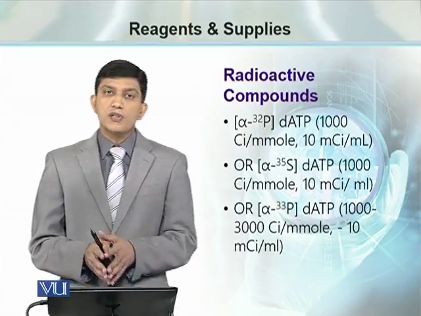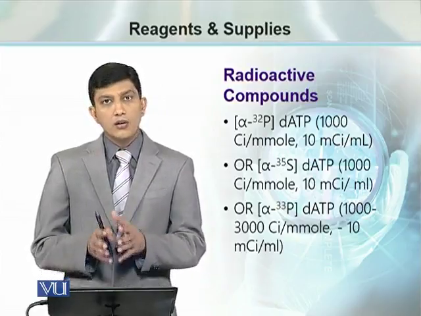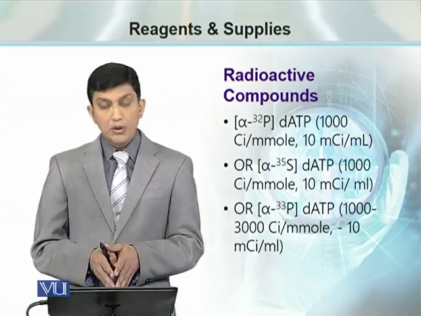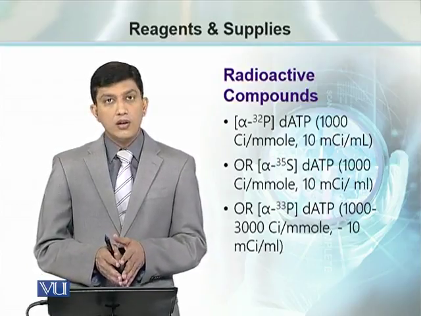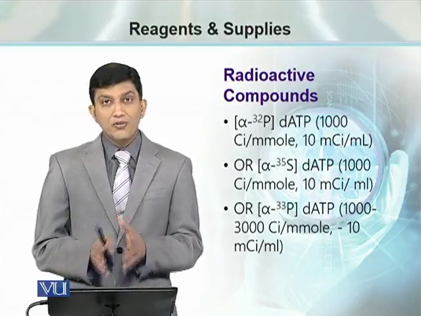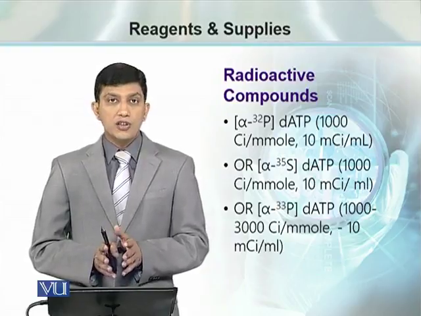For labeling purpose, we need radioactive compounds that could be dATP with different variants like P32, sulfur S35 or P33 labeled at different activities ranging from 1000 up to 3000.